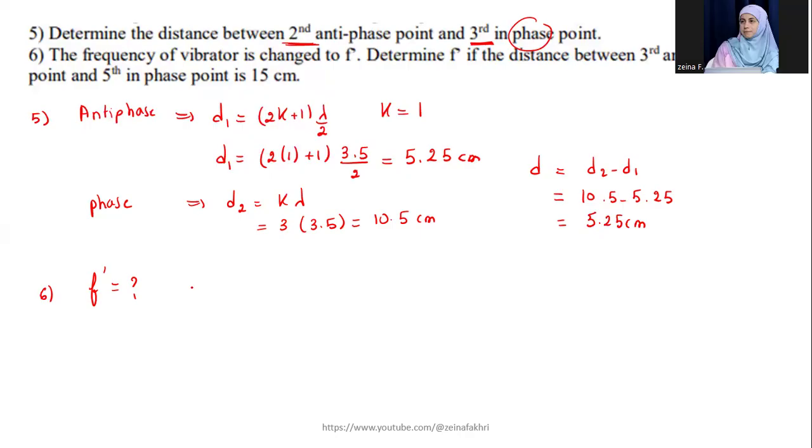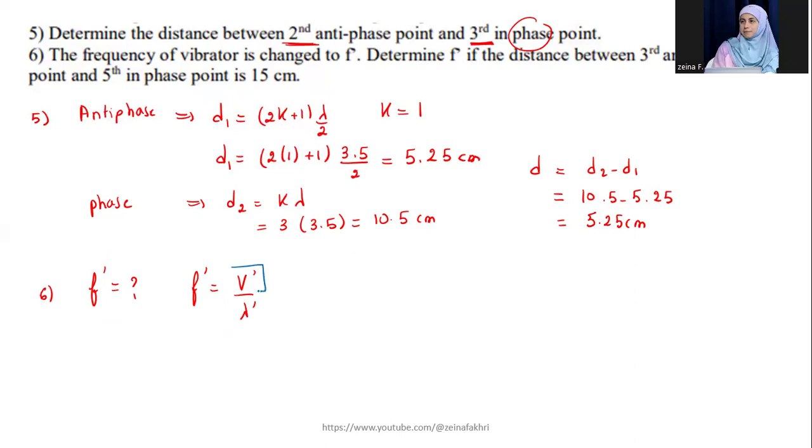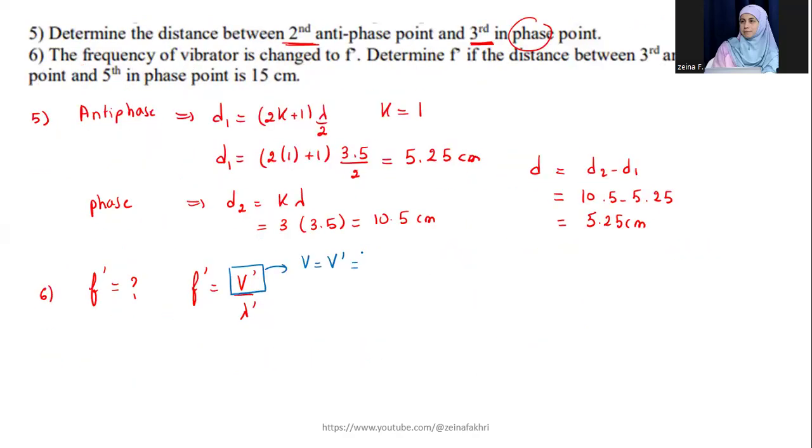So let's see. We know that V equals lambda times F. So F prime is equal to V prime over lambda prime. Now, we have a remark here. If I don't change the medium, which we didn't change here, then the speed will remain constant. So I can say that V is equal to V prime, and we already have the speed in the first exercise, which is equal to 28 centimeter per second. So I can put here 28 centimeter per second. Now, in order to find F prime, we still have to find lambda prime. So how to find lambda prime? The exercise must give me a hint.